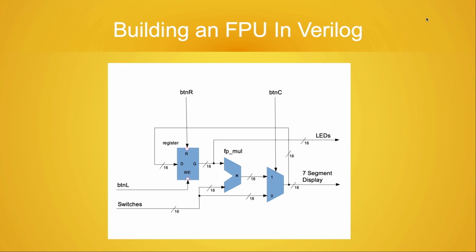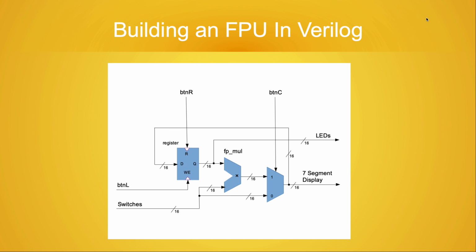By default, the value of the switches is routed by the mux to the input of the 16-bit register. You'll notice that when the board is first programmed, all of the LEDs are off. This signals that the register contains positive zero.